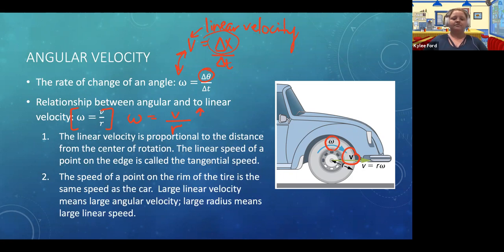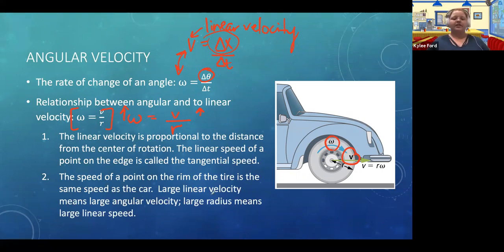I also wanted to point out that a large linear velocity, so a large v, if this value goes up, that means that it has a large omega. So think about that for a second. If I increase my velocity here, so if I move this car faster, if I push on the gas more, that linear velocity is going to go up, right? So if I went from 30 miles an hour to 50 miles per hour, my linear velocity is going up. That means my angular velocity will need to increase in order to get my wheels moving faster. Okay, so that makes sense.